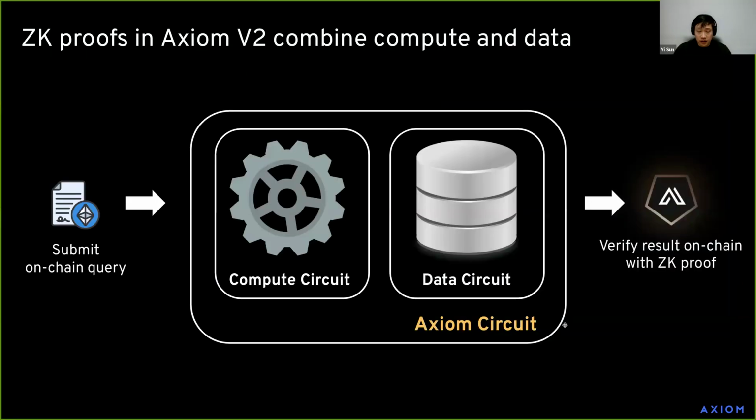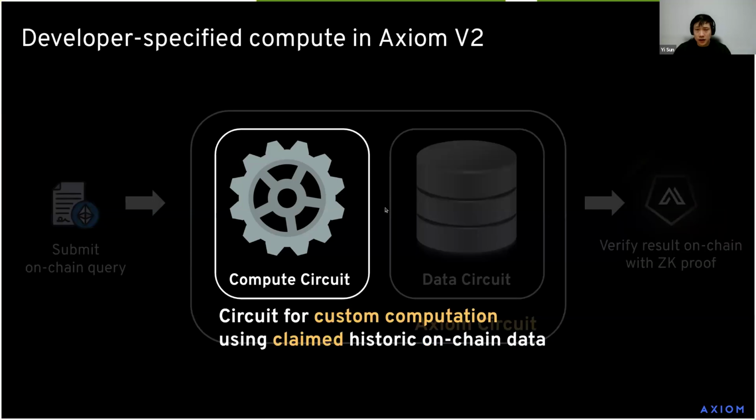All right, let me talk in a bit more detail about how that actually works, both on the ZK and interface side. The flow is that a developer will submit an on-chain query to Axiom, and that's going to trigger the proof generation of an aggregate ZK circuit that combines two things. First is the validity of the computation. That is what is specified in our TypeScript SDK, which specifies a custom computation subject to some claimed values of historic on-chain data.